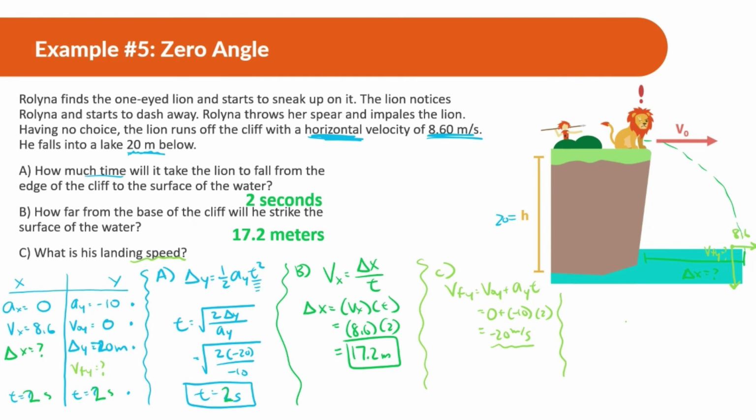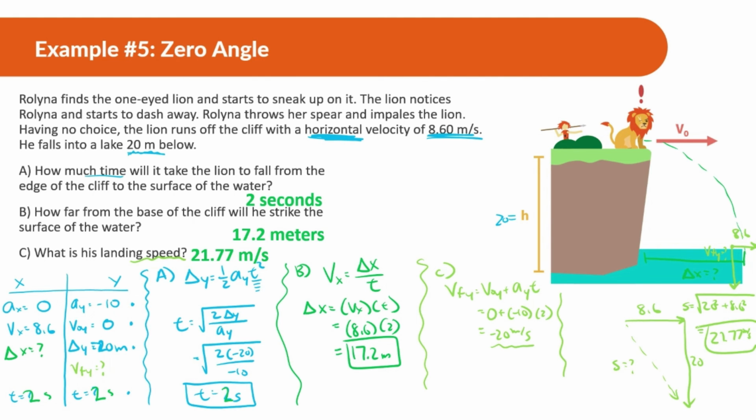We know that the velocity in the x when he hits the water is going to be 8.6, and the velocity in the y is going to be negative 20 there. And this is the speed. So speed is equal to, we're doing the Pythagorean theorem here, the square root of 20 squared plus 8.6 squared. So let's do that. 20 squared plus 8.6 squared, and we get 21.77 meters per second.